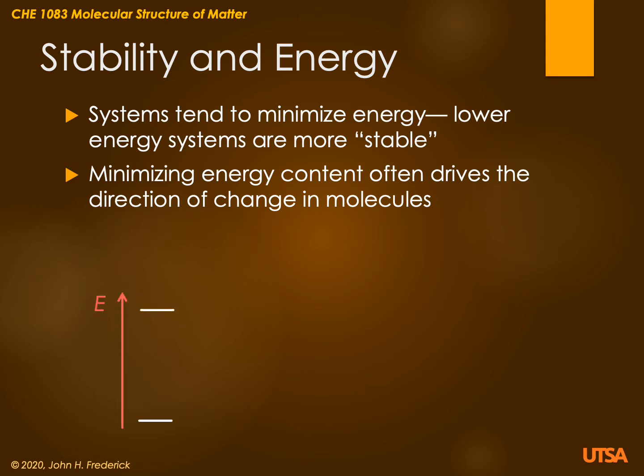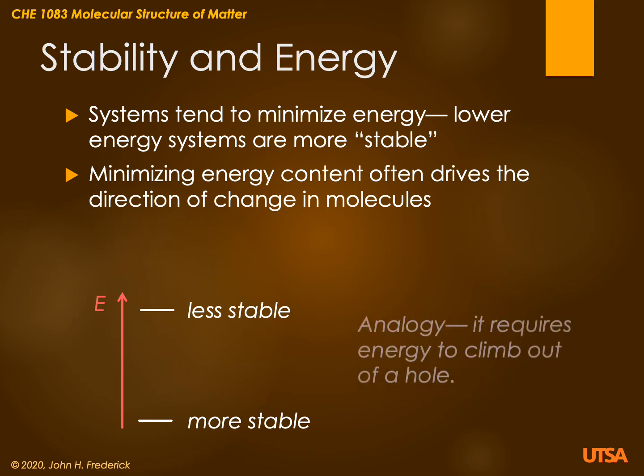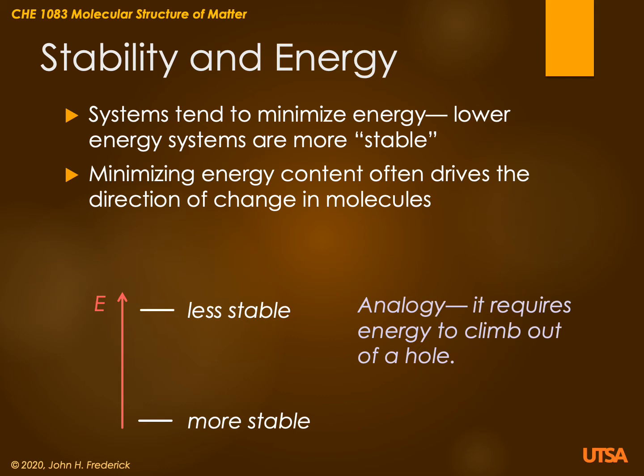So what does this look like diagrammatically? Well, if energy is a vertical axis, we might have two possible energies for a system, and the one that is more stable is going to be the lower one, and the one that is less stable, the upper one. So you might think of this as analogously, it takes energy to climb out of a hole. Laying down in the bottom of the hole is a pretty stable place to be, whereas if you're up on top of a mountain, it's not a very stable place because if you slip and fall, you're going to fall all the way down.